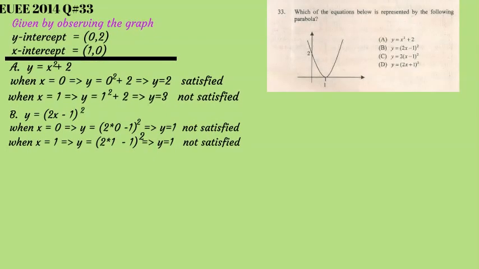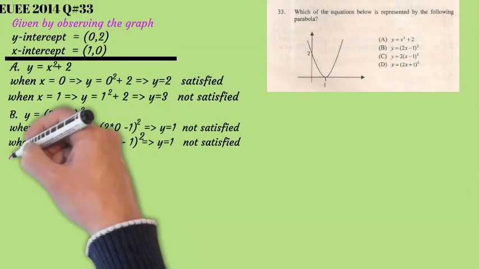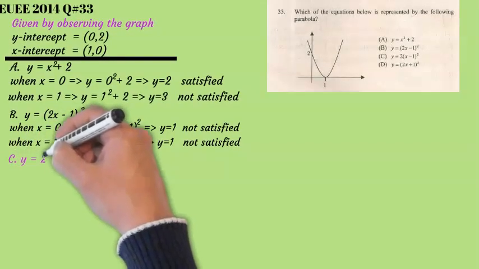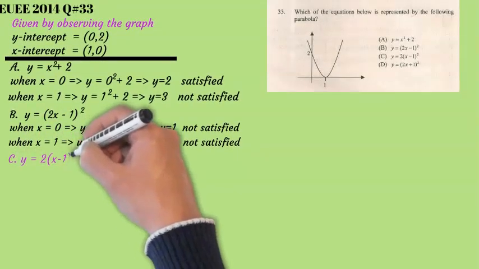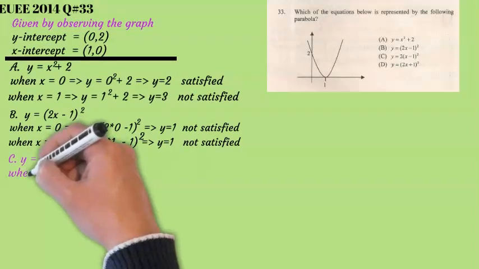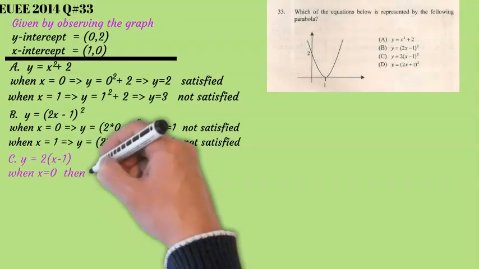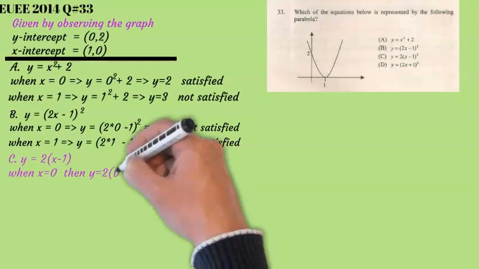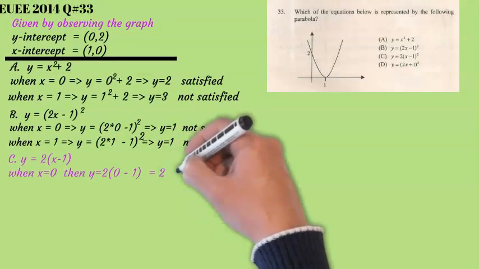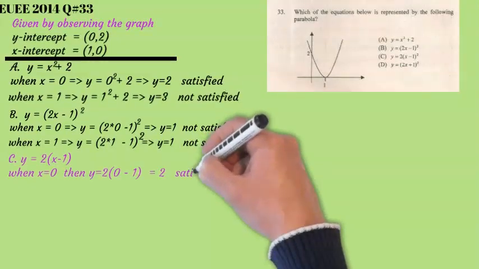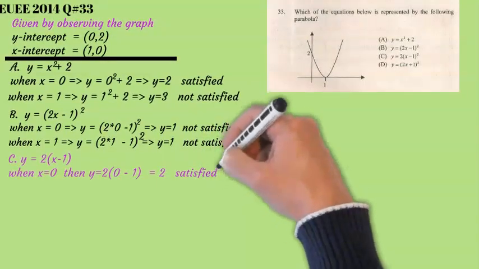Next let's look at C: y is equal to 2 times x minus 1 the whole square. When x is 0, then y is equal to 2 times 0 minus 1 the whole square, so 0 minus 1 is minus 1. Minus 1 square is 1, 2 times 1 is 2.